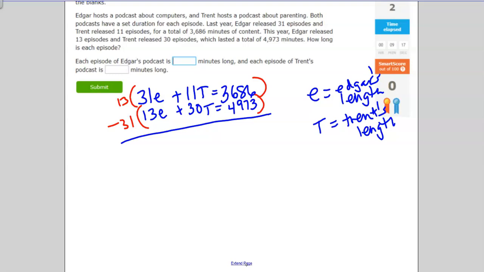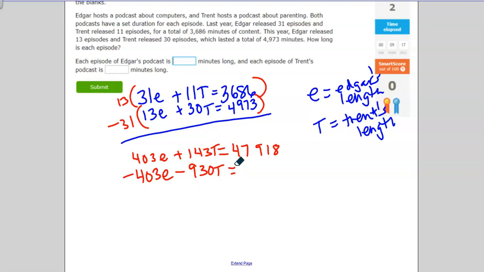So 31 times 13 is 403. And 11 times 13 is 143. And 3686 times 13 is 47,918. 13 times 31 is -403. That's going to be a minus. This one will be 30 times -31, -930. Oops, I forgot my t up there. And then 4973 times -31 is -154,163. Those are some pretty big numbers, but we get to use a calculator, so it's not so bad.